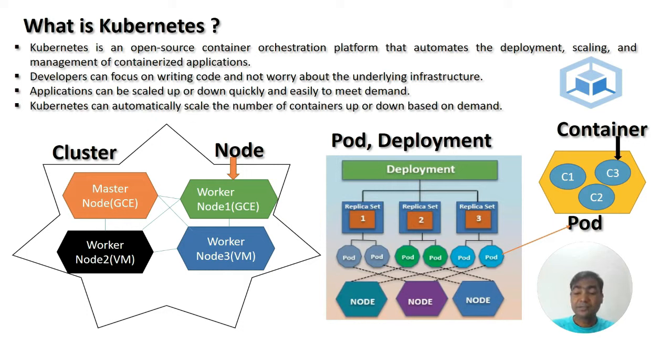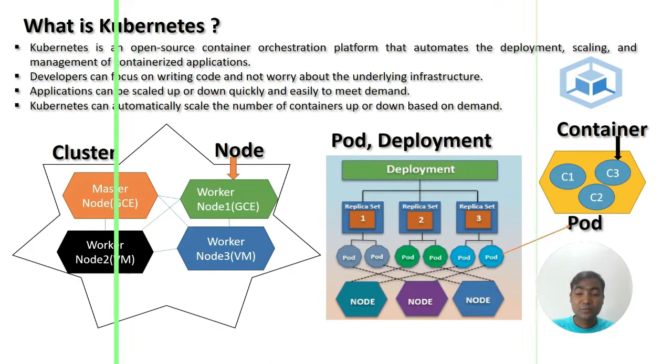In Kubernetes, nodes are the worker machines that run containerized applications. Each node has a kubelet, which is an agent that communicates with the Kubernetes control plane. The kubelet is responsible for managing the containers on the node and reporting the node's status to the control plane.